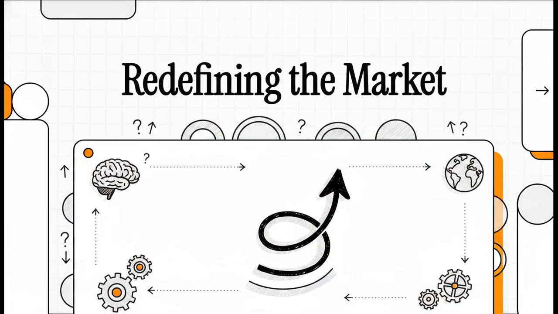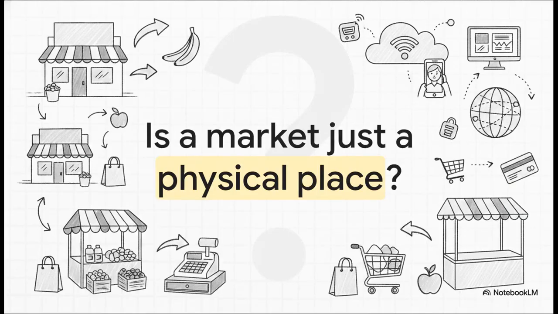Let's jump right in, because today we're going to completely redefine a word that you probably use every single day. Seriously, get ready to totally shift your perspective on this one. So think about it. Is a market just a physical place? I mean, when you hear the word market, you probably instantly picture a grocery store or maybe a local farmer's market. You picture walls, aisles, cash registers, the whole shebang. But as it turns out, that everyday assumption is actually way too limiting.